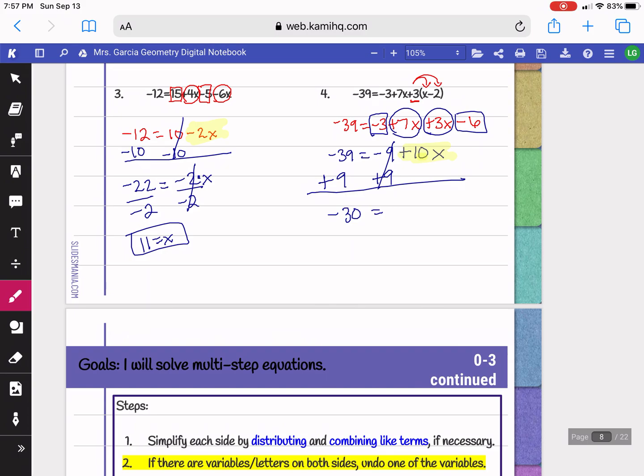On this side, we're left with positive 10x. And then to get x by itself, right now they're multiplying 10. So the opposite would be to divide 10. So our answer here, negative 30 divided by 10, is negative 3.